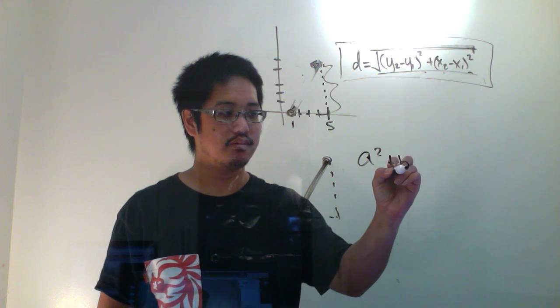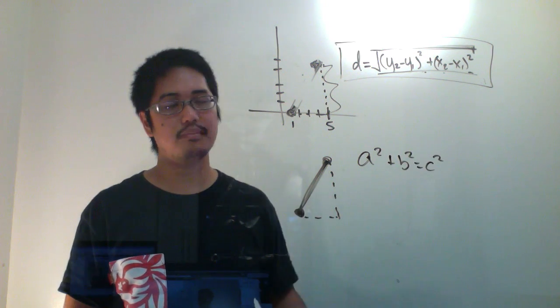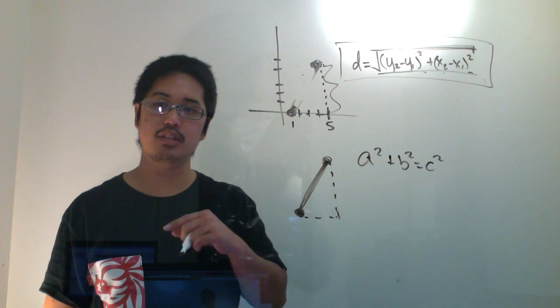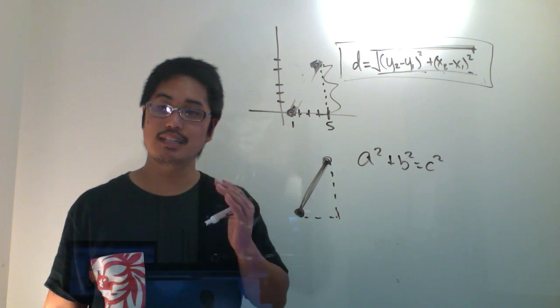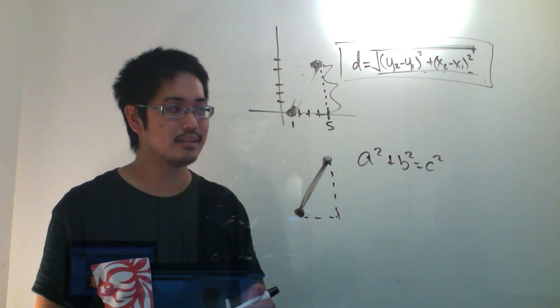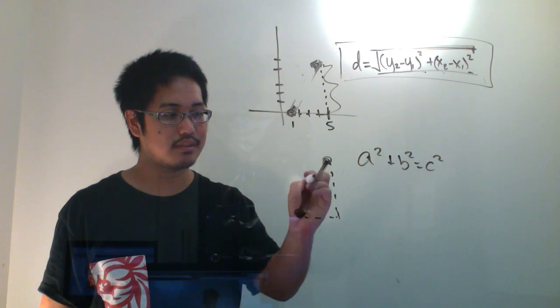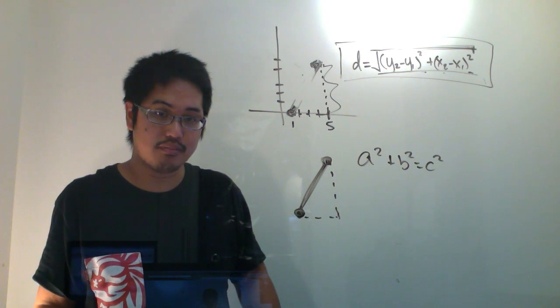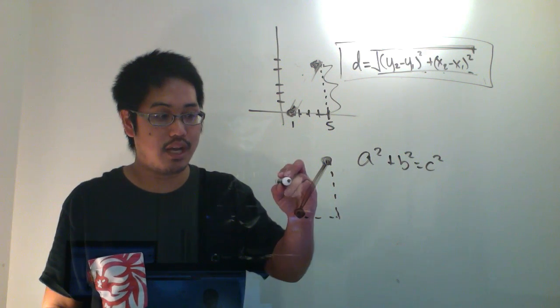So, should you memorize the distance formula? No. What I would do is, if I were given 2 points and asked what the distance between this point and that point is, I would plot those 2 points. And then I would just use the Pythagorean theorem to figure out what the hypotenuse is.